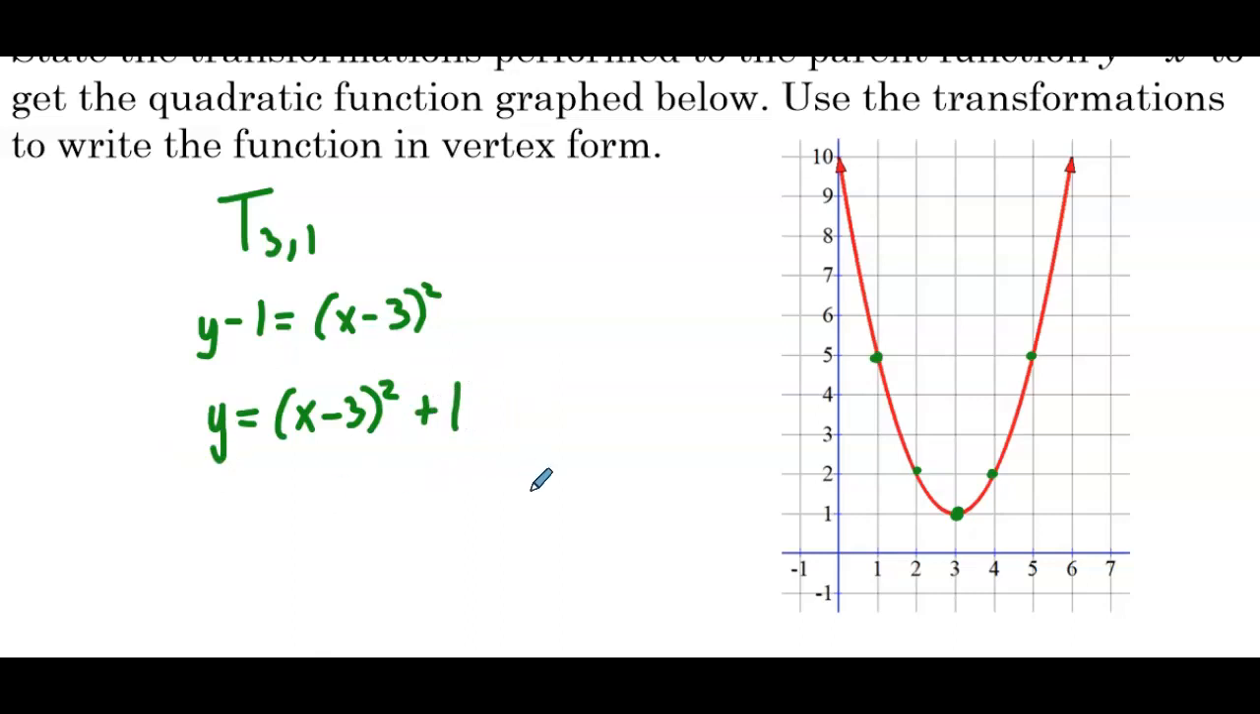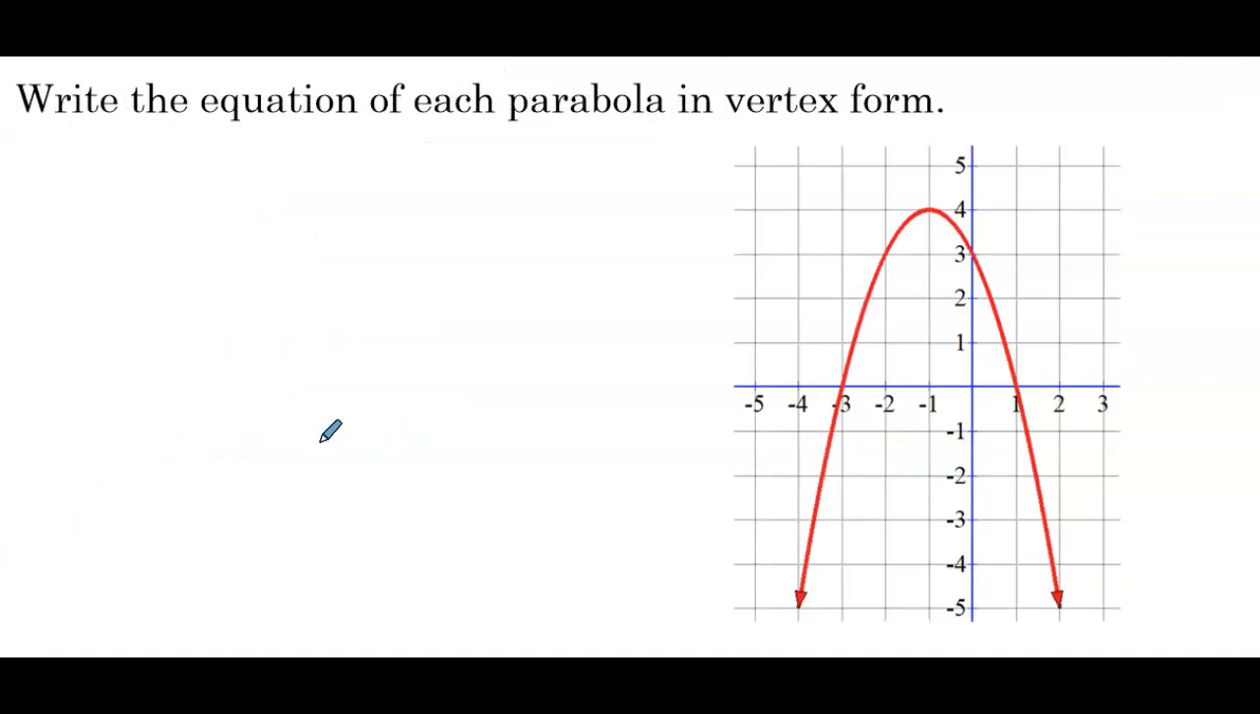So parent function, transformations, apply the transformations to the parent function, so that we can write the function in vertex form. So our next example, directions just state write the equation of each parabola in vertex form. So our parent function is y equals x squared.